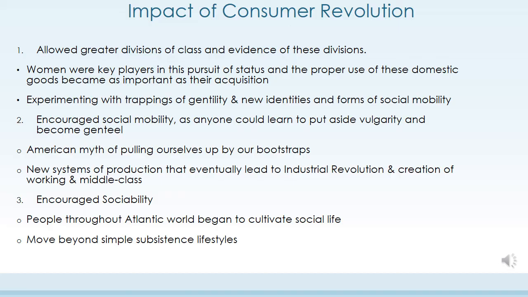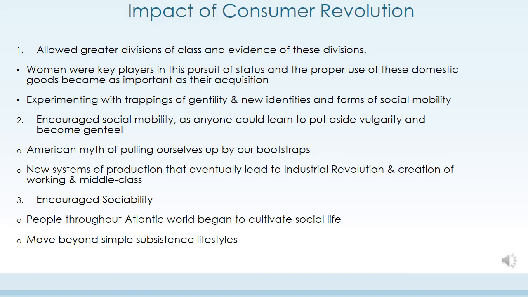So this American myth of pulling ourselves up by our bootstraps and creating something out of nothing is really born in this time period. Ordinary men and women and servants and even slaves start to think it's their right to spend their own money as they please. And it rests on this new system of production that will eventually lead to the Industrial Revolution and the creation of a full working and middle class.